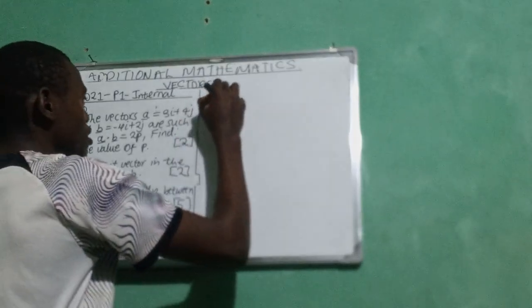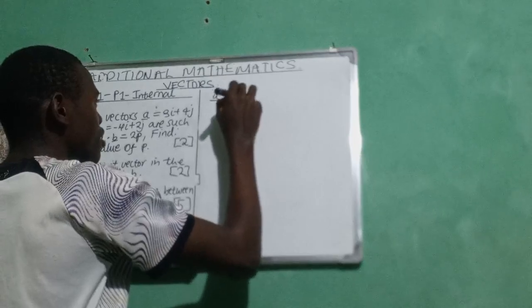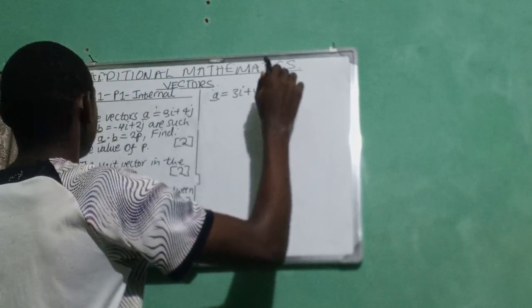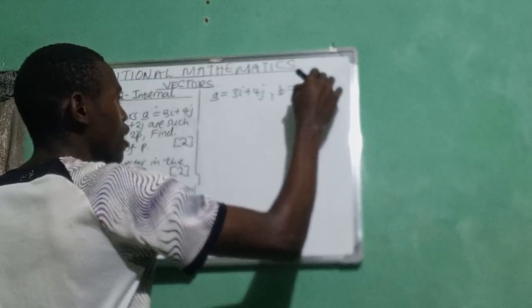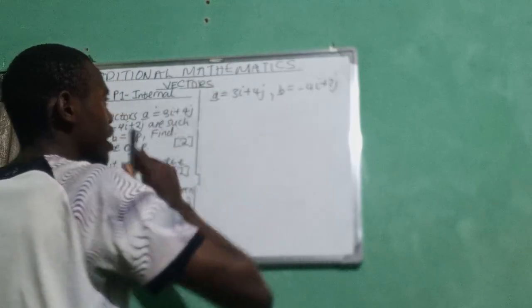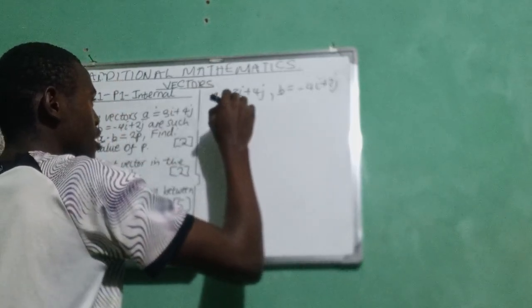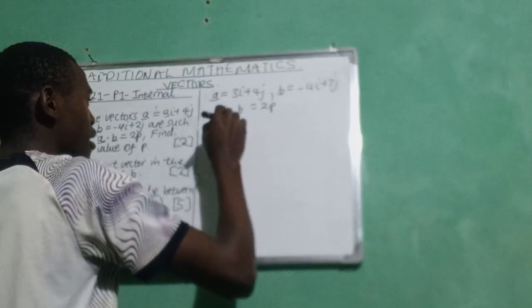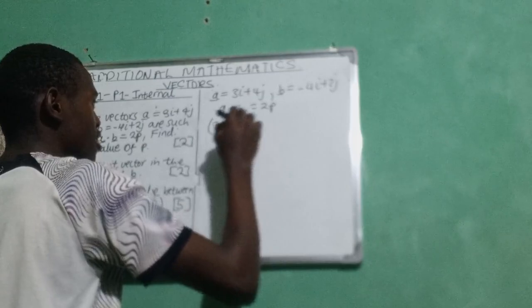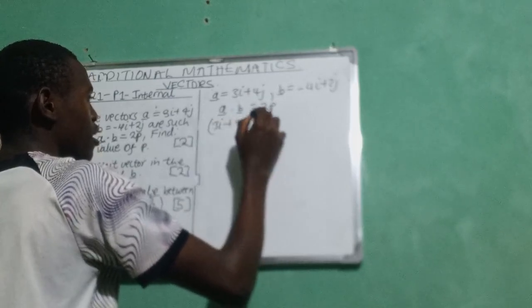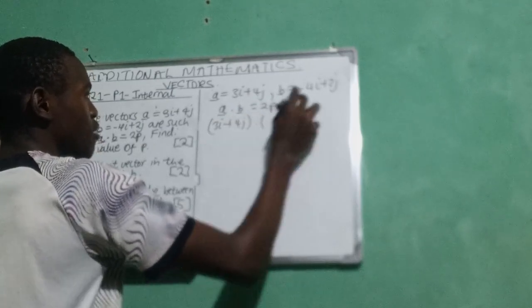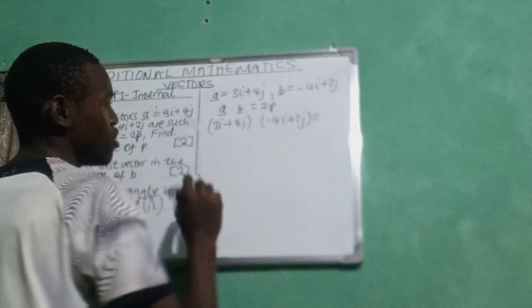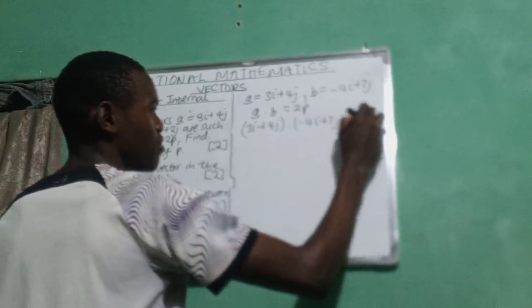We write the information. Vector A is equal to 3i plus 4j. Then vector B is equal to negative 4i plus 2j. We have been told that A dot B is equal to 2p. So 3i plus 4j, this is in place of A. Then put the dot there, and B there, negative 4i plus 2j. Then just write this is equal to 2p.